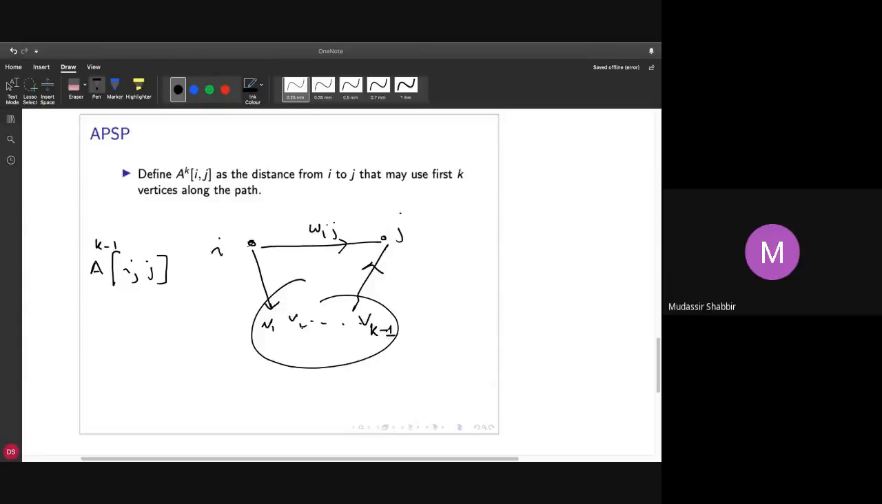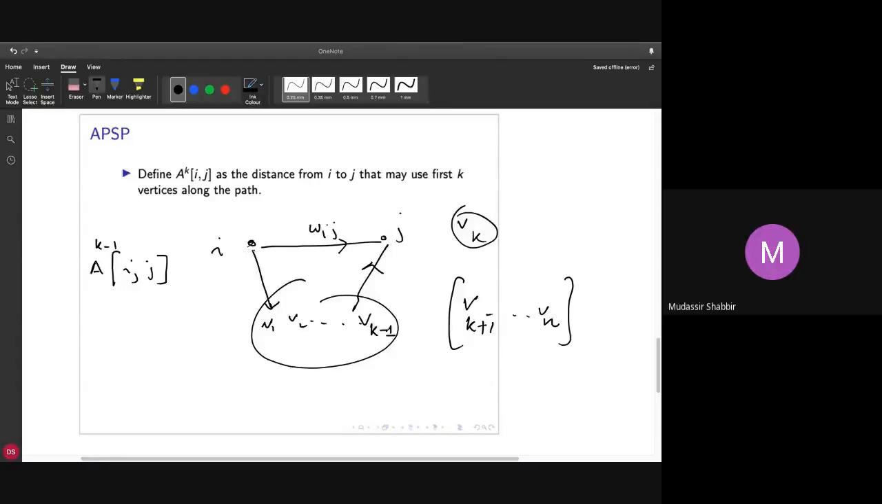It's not necessarily the case that it must use each of these vertices. Maybe not. Maybe this edge is actually the shortest distance from i to j, right? But it is allowed to go through any of these vertices. Okay, but it's not allowed to go through the remaining vertices. Let's say these are the remaining vertices. But there is this new vertex v_k which I am now going to allow. Before this it was not allowed. Okay, do you guys see the picture?